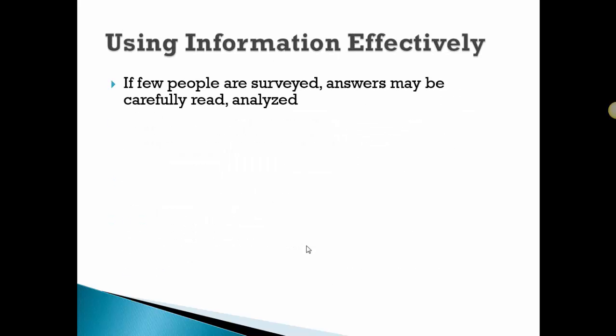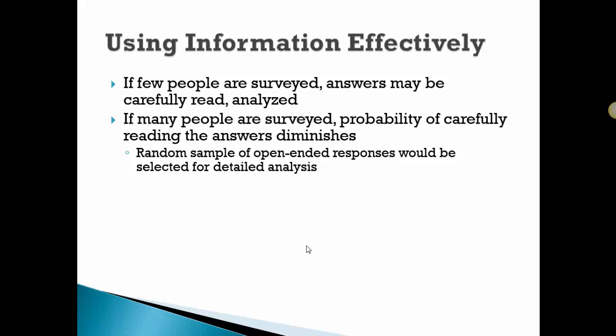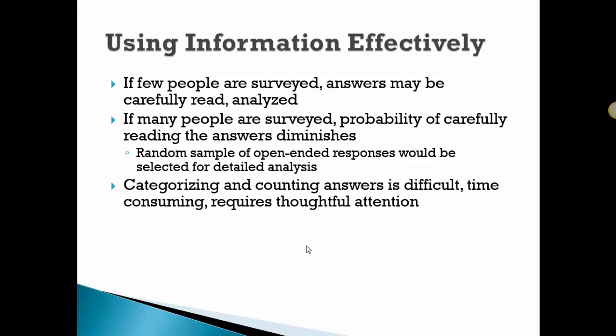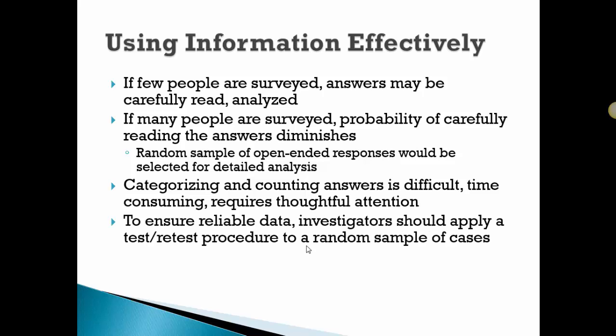So how do we use the information effectively? If few people are surveyed, the answers may be carefully read and analyzed. If many people are surveyed, the probability of carefully reading, again, we're still talking about the open-ended here, all the answers diminishes. Sometimes a random sample is taken of the open-ended answers to do a detailed analysis. We also have to categorize and count the answers to make sense out of them, and that's going to take a lot of time.